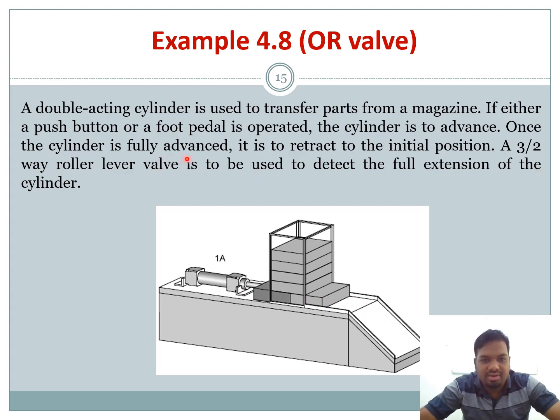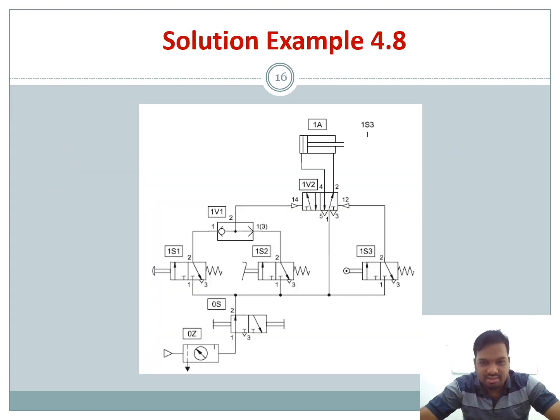Once the cylinder is fully advanced, advanced means extended, fully extended, it is to retract to its initial position. So it means the cylinder has a maximum length. Once it reaches the maximum length, you must have a sensor to check whether it has already reached the maximum length, then it will start to retract. A 3/2 roller valve is to be used to detect the full extension of the cylinder. So you have a roller valve at the end of your cylinder to check whether full extension is achieved. You will see the circuit.